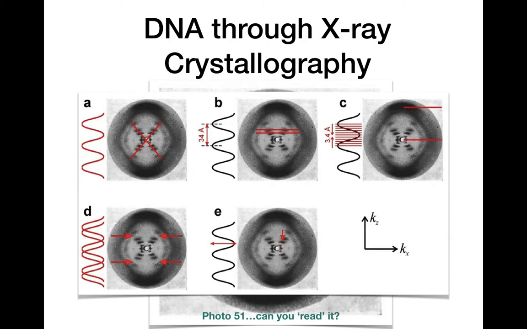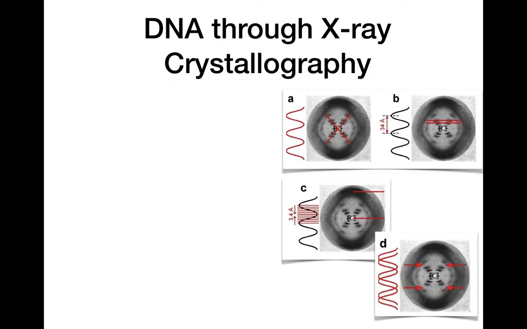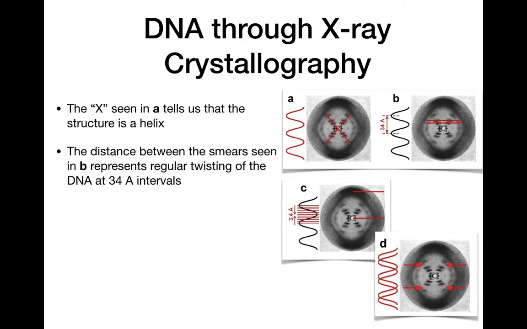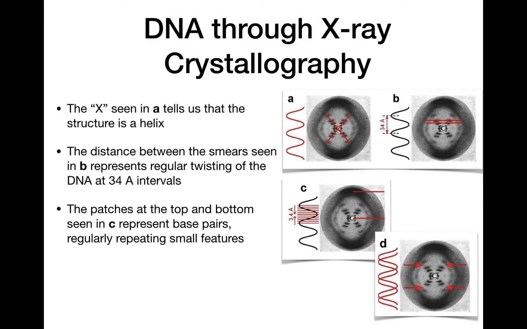Let's go through these again so you can take down better quality notes. The X in the A image tells us it is a helix. In the B image, the smears are the regular twisting of the DNA at 34 angstrom intervals. Angstrom is a unit of distance. The patches on the top and bottom in C are the base pairs, and that shows that we have a regular repeating feature that is quite small, which turns out to be the base pairs.